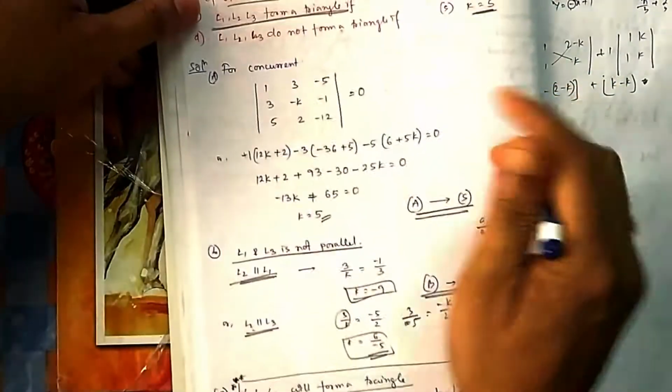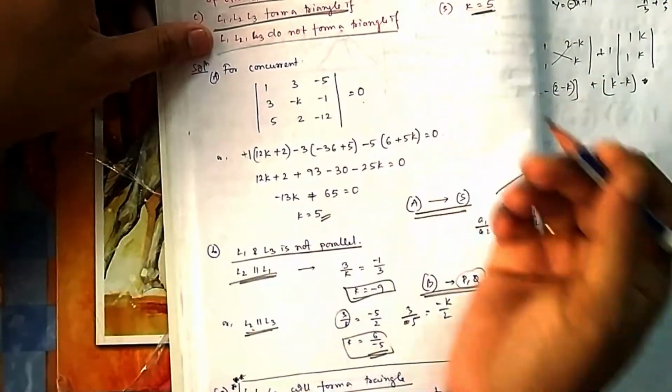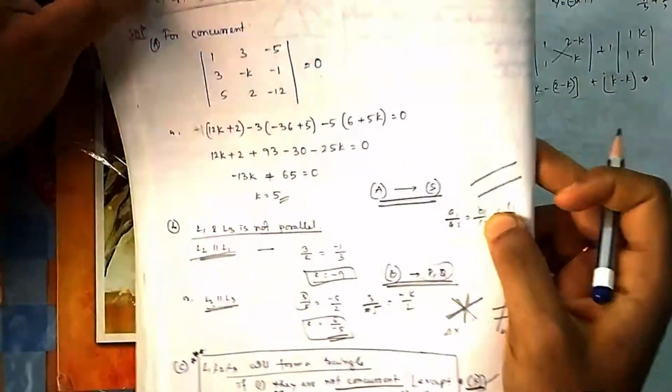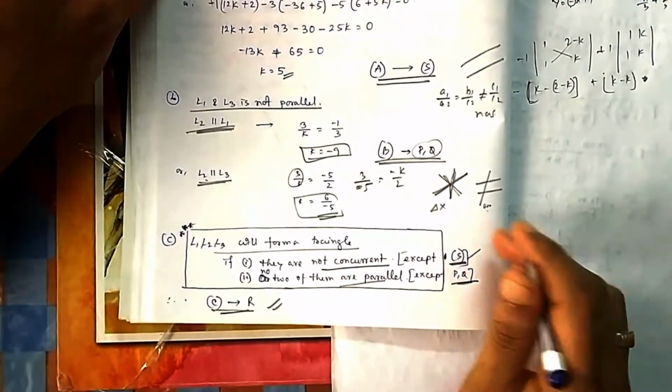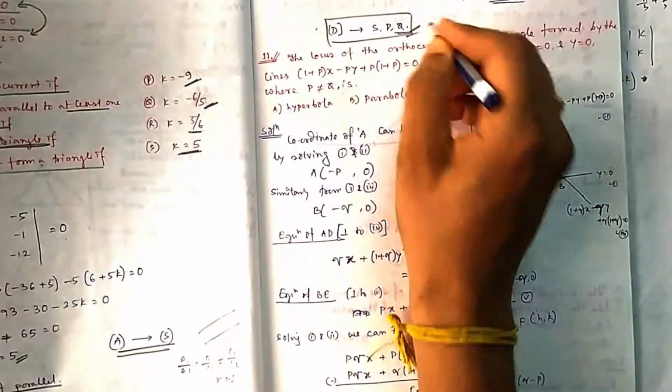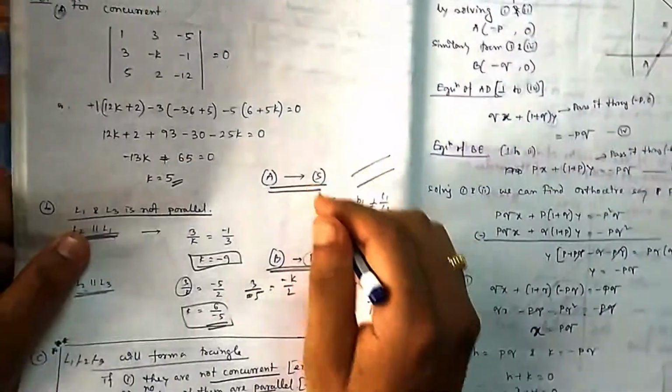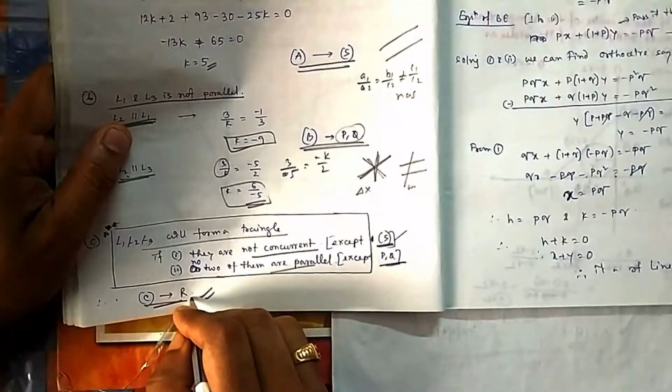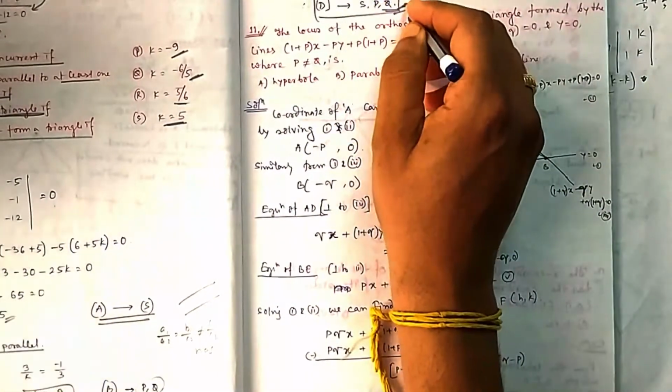Next, if we see, they don't form a triangle. This we have already seen. The triangles will not be formed in this case. So D will be connected with PQS. So this is the answer. A will be connected with S, B with PQ, C with R, and then D with all three PQS.